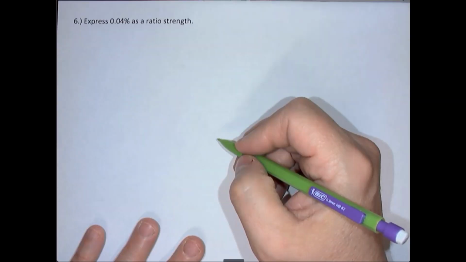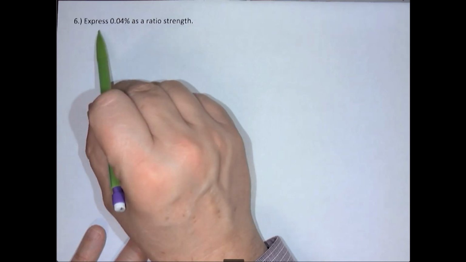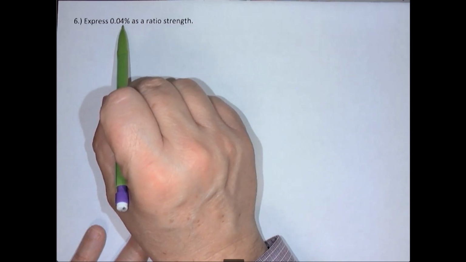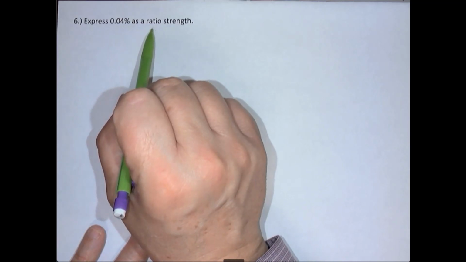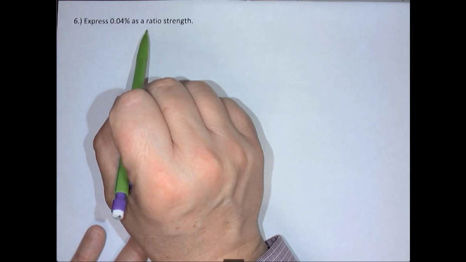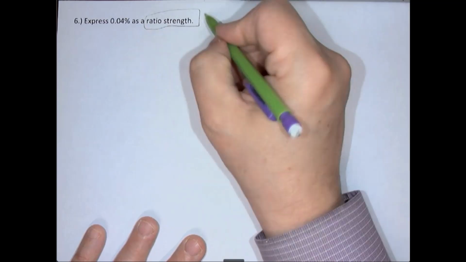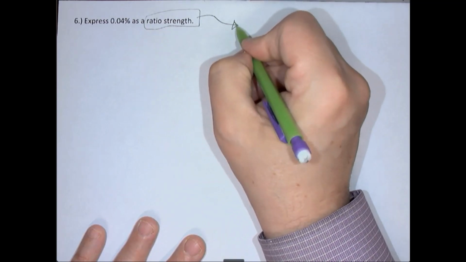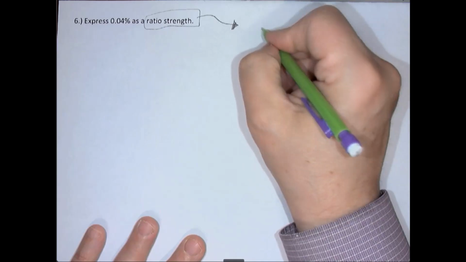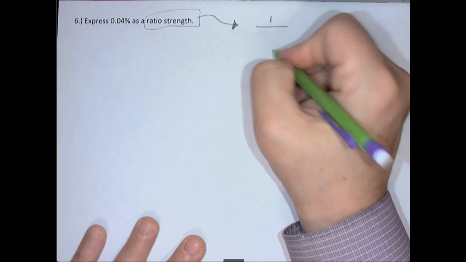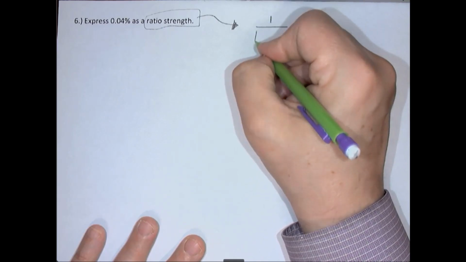Okay, here's example number 6. Here it says express 0.04% as a ratio strength. Well, when you hear ratio strength, that basically means that it's telling us we need to put this in the form of 1 over a numerator.